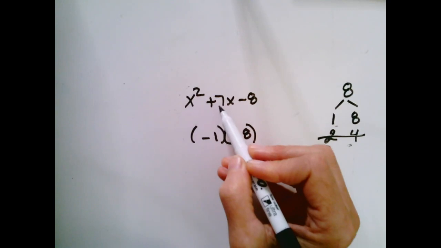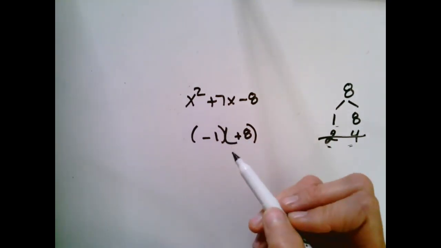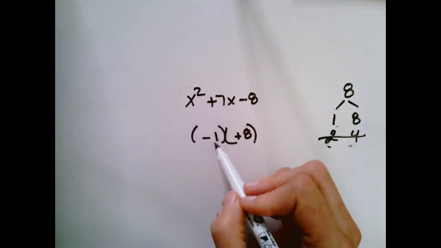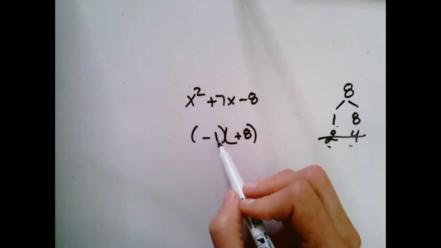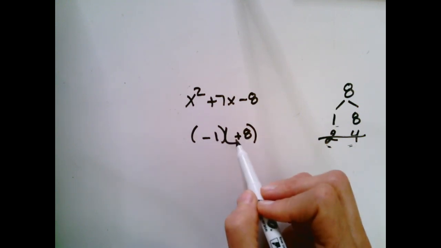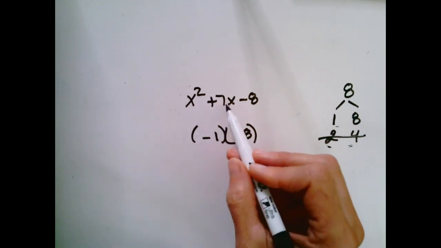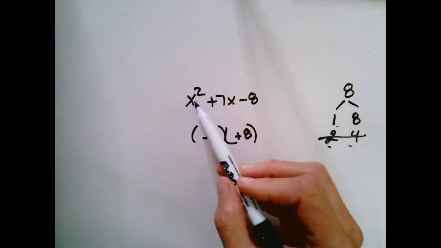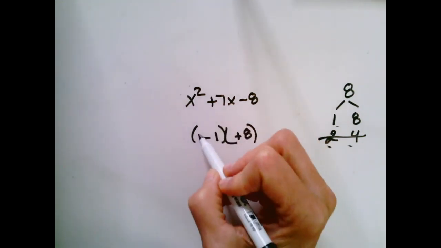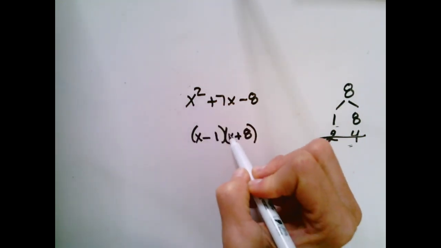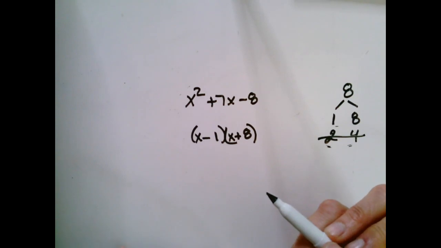But let's see, that's also going to get me a positive 7 when I add and subtract. So positive 8, negative 1. If I subtract those, I'll get 7, and I'll keep the sign of the bigger number, and that's a positive. So yes, that will work. Now let me break down my x squared. So x times x gets me x squared. And there's my answer.